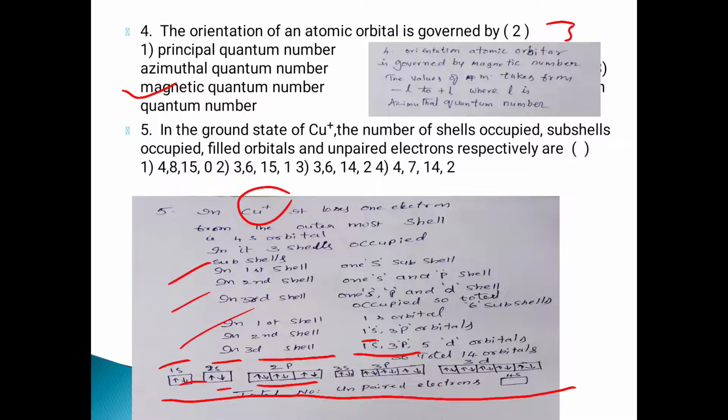Unpaired electrons are 0, because in the ground state electronic configuration one electron is there in 4s, and that has been removed to get Cu+, so there will not be any unpaired electron in the Cu+. So the option is 3, 6, 14, 0. So option 3 is correct for this. You only have to write the electronic configuration, and to get Cu+ one electron has to be removed, then automatically you will get the answer perfectly.